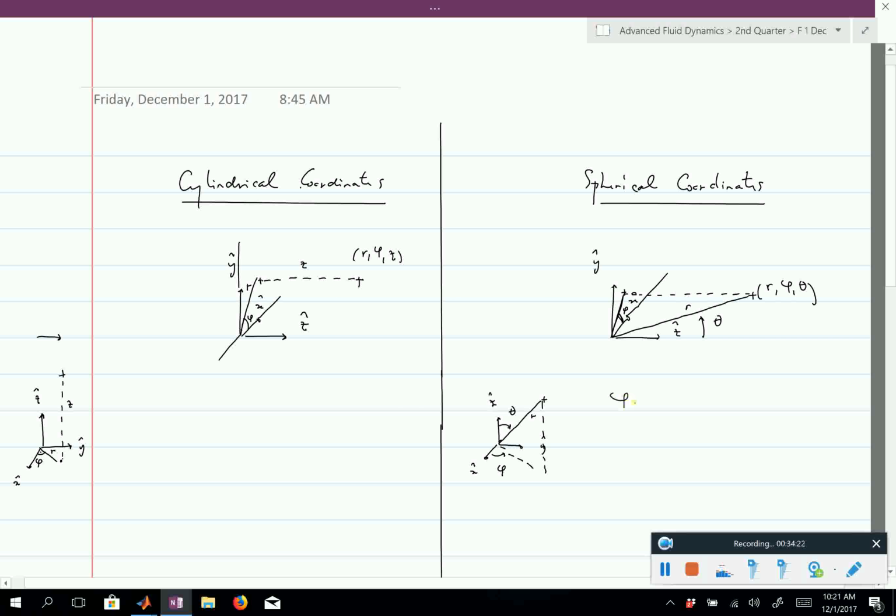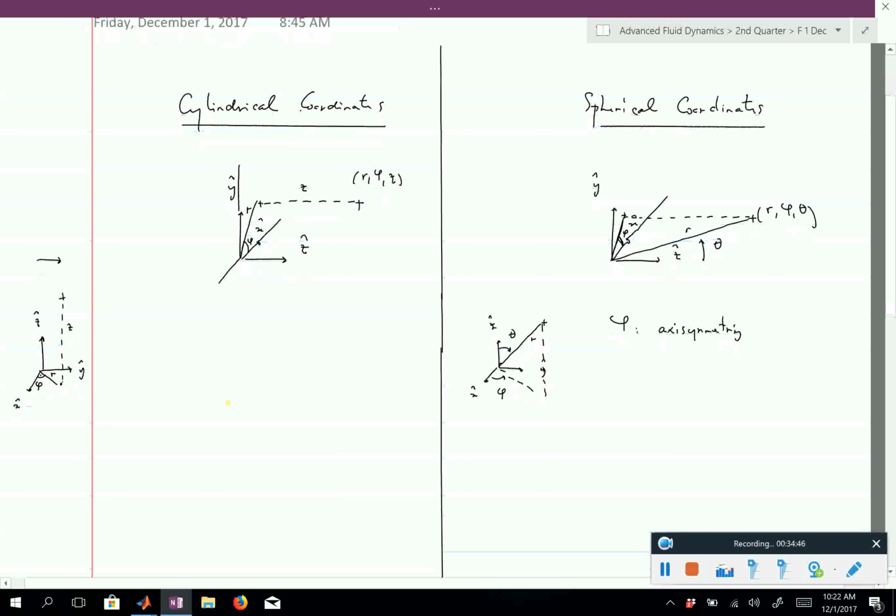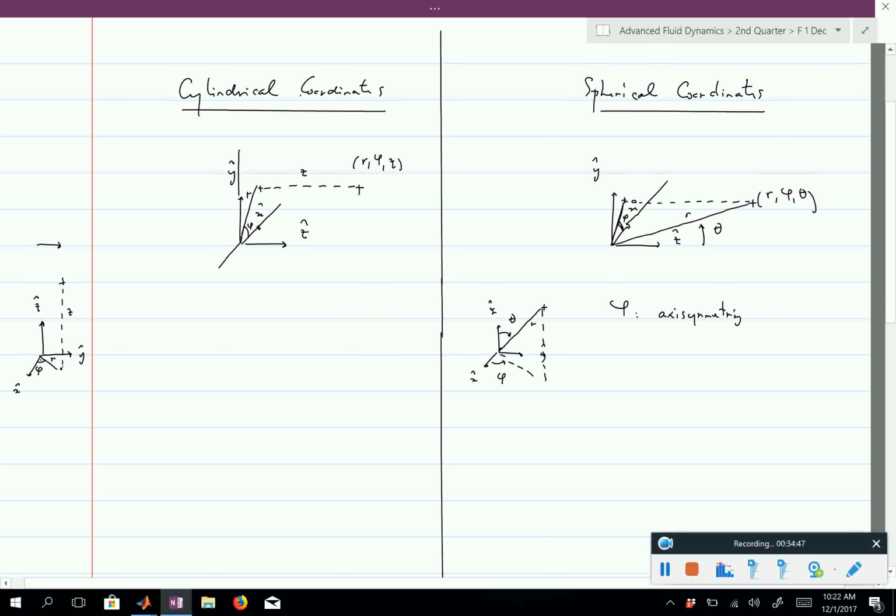Here phi is the angle that determines the axis symmetry. So nothing is going to be a function of phi, right? Just like here, when we have cylindrical axis symmetry, nothing is going to be a function of phi. So these are our coordinate systems, and now I'm just going to write the formulas.